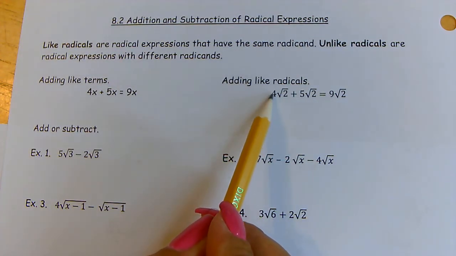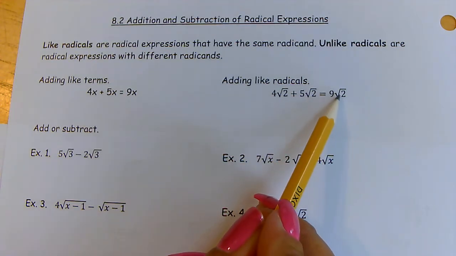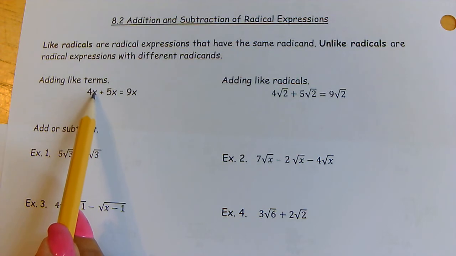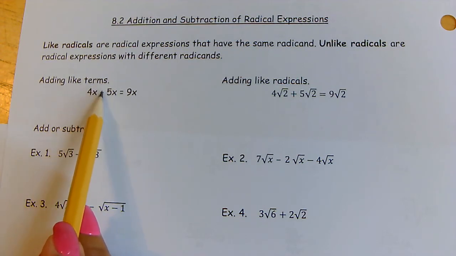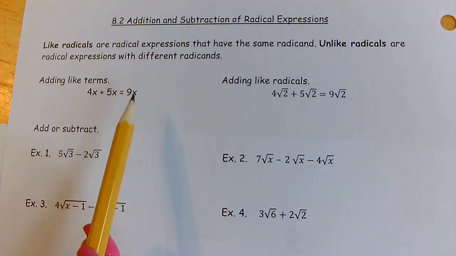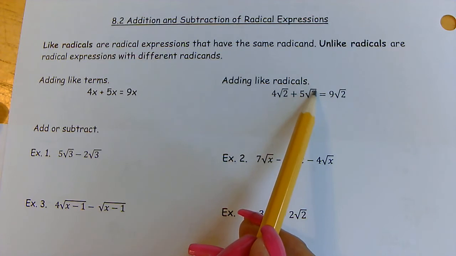So if you have 4 groups of the square root of 2 plus 5 groups of square root of 2, you have 9 groups of the square root of 2. Just like terms. Whatever x is, you have 4 groups of them plus 5 groups of them, meaning you have 9 groups of them. So as long as they have the same radicand, or whatever's under the radical.